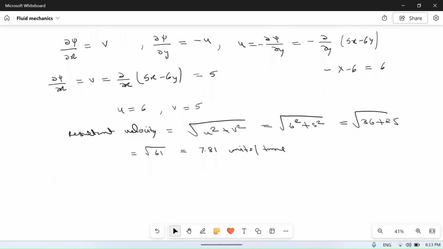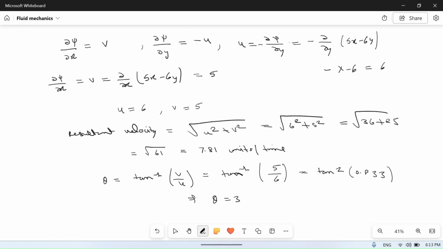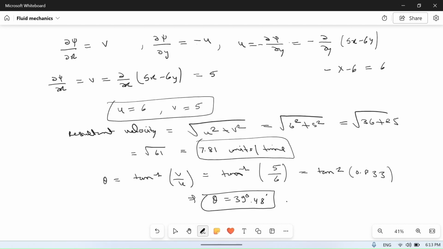What will be the direction? The direction is given by theta is equal to tan inverse of v by u. So it will be tan inverse of v, which is 5, by u, which is 6, so it will become tan inverse of 0.833. If you find its value, theta will become 39 degrees 48 minutes. So this is our direction, this is our resultant velocity, and these are the velocity components.